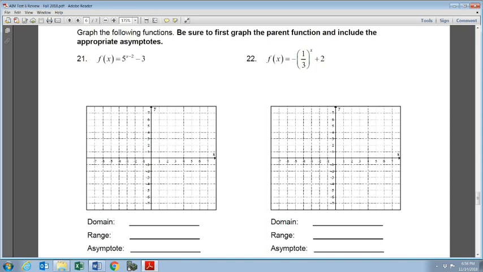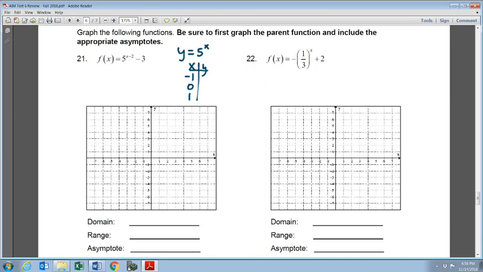So first of all, on 21, our parent function is going to have a base of 5, so it would be 5 to the x power. And we learned with exponential functions, it's really easy to plug in x values and solve for y. We're just taking powers of 5. And it turned out that using -1, 0, and 1 turned out to be really nice, because 5 to the 0 power is 1. So the y-intercept is a key point on these graphs.